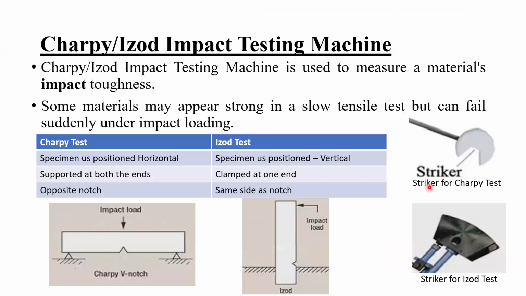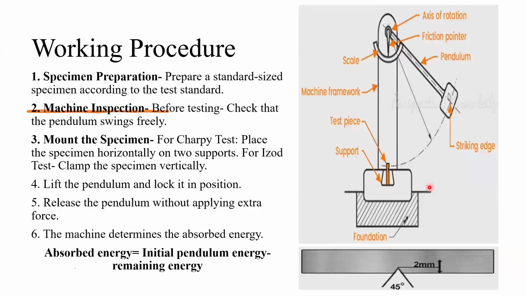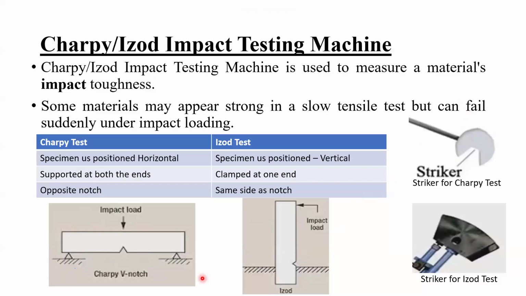So, the Charpy and Izod impact tests. The Charpy and Izod machine is the same, but the only thing that changes is the striking edge. The striking edge for Charpy will be on the notch edge. This is your notch.